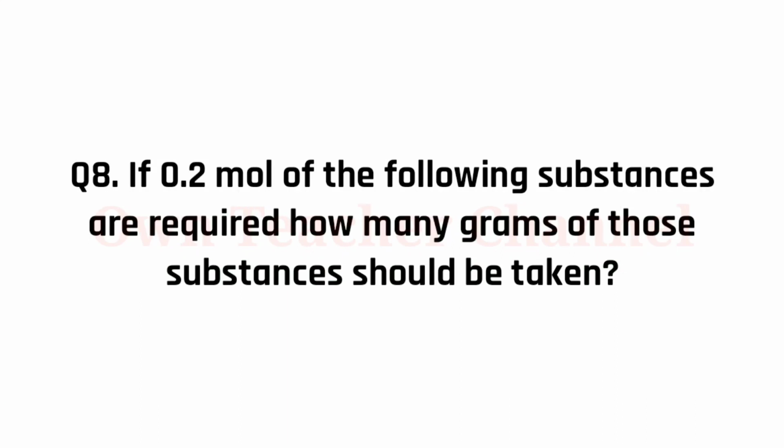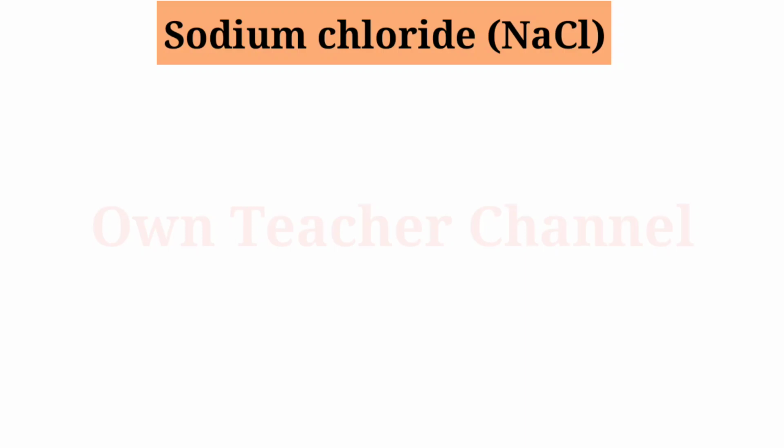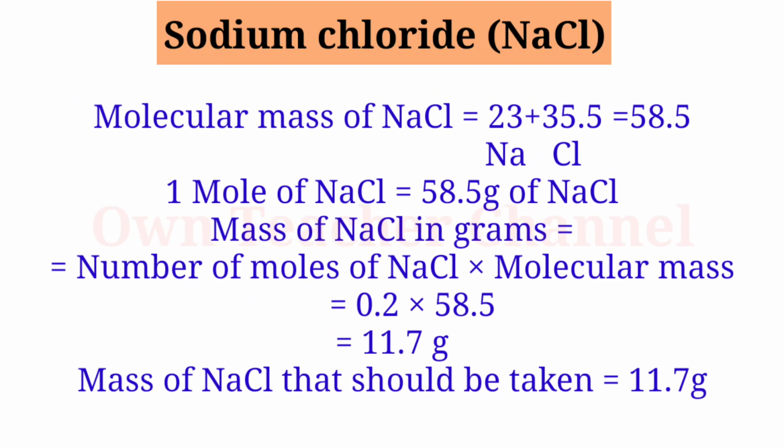Question 8. If 0.2 mole of the following substances are required, how many grams of those substances should be taken? Sodium chloride, NaCl. Molecular mass of sodium chloride is equal to 23 plus 35.5 is equal to 58.5. 1 mole of sodium chloride is equal to 58.5 gram of sodium chloride. Mass of sodium chloride in grams is equal to number of moles of sodium chloride into molecular mass, 0.2 × 58.5. After multiplication, we get answer 11.7 gram. Mass of sodium chloride that should be taken is 11.7 gram.